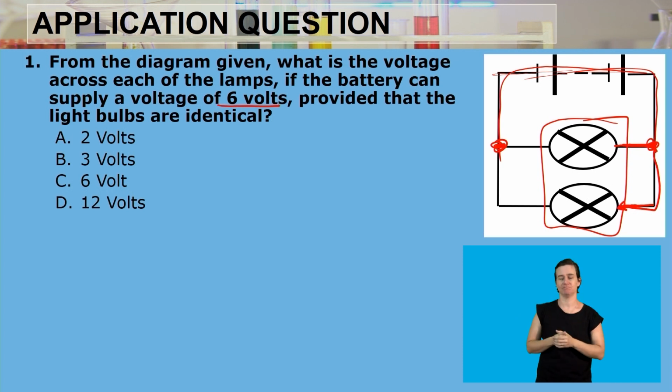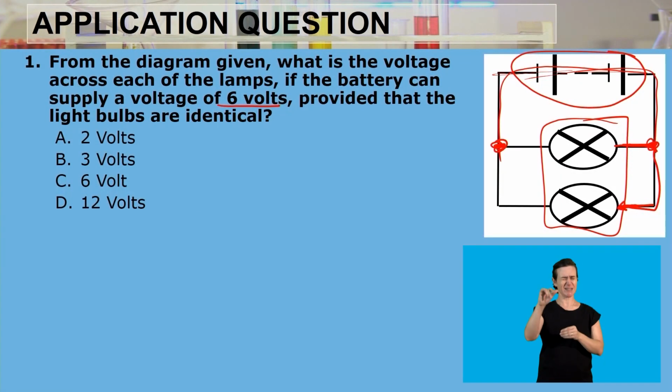Now remember, if it's connected in parallel, there are certain clues that we know about this particular circuit. Number one, the current divides as we can see, and number two, the voltage remains the same. So the voltage provided by the battery is going to be the same at each and every resistor that we are going to be measuring it across. So therefore, from the diagram, what is the voltage across each of the lamps if the battery can supply a voltage of 6 volts, provided that the light bulbs are identical?